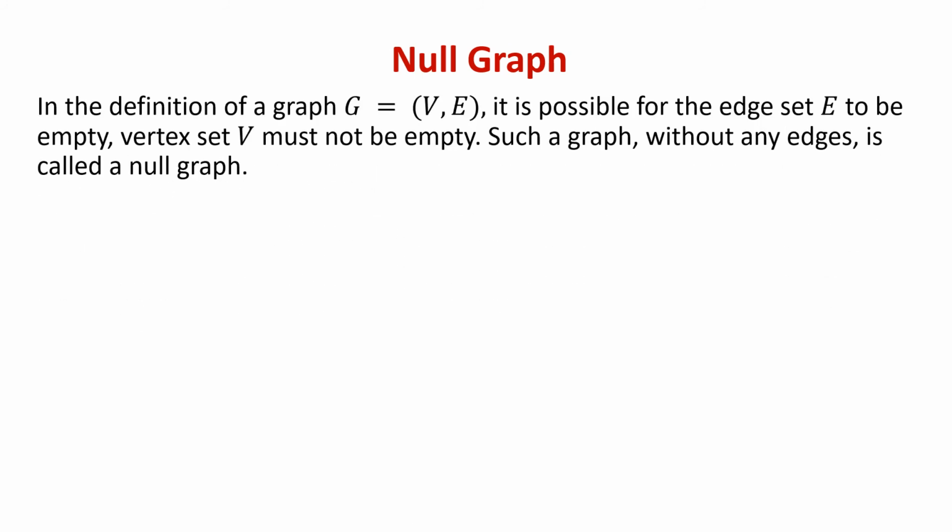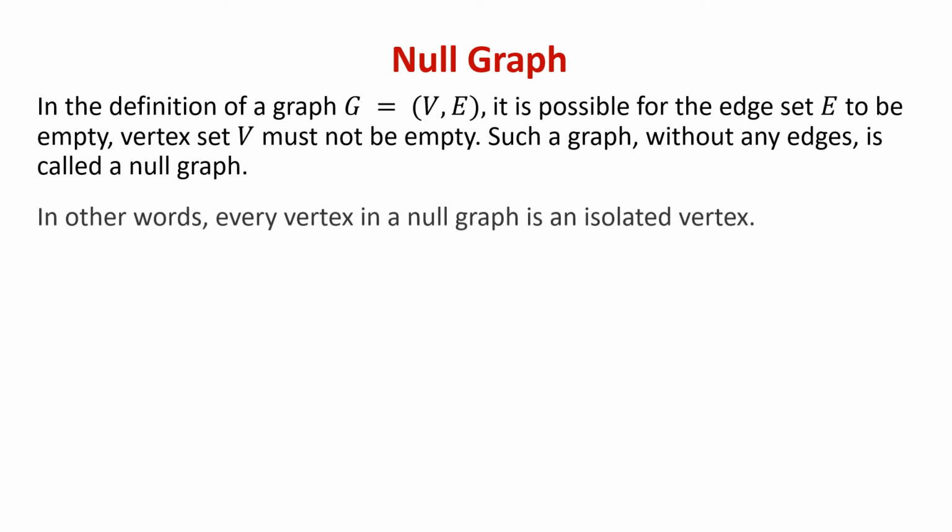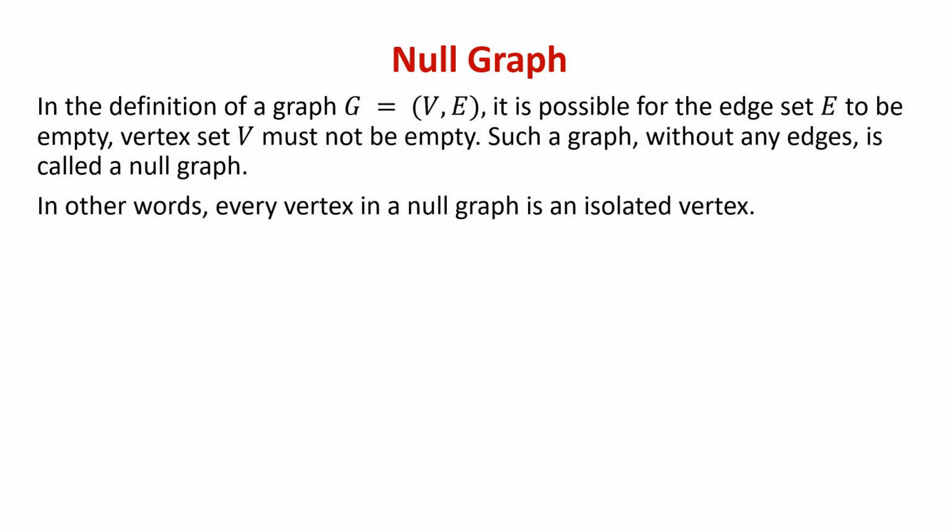Now the definition of a null graph. In the definition of a graph G equal to (V, E), it is possible for the edge set E to be empty. The vertex set V must not be empty. Such a graph without any edges is called a null graph. In other words, every vertex in a null graph is an isolated vertex. Now, the graph shows the null graph of 4 vertices.